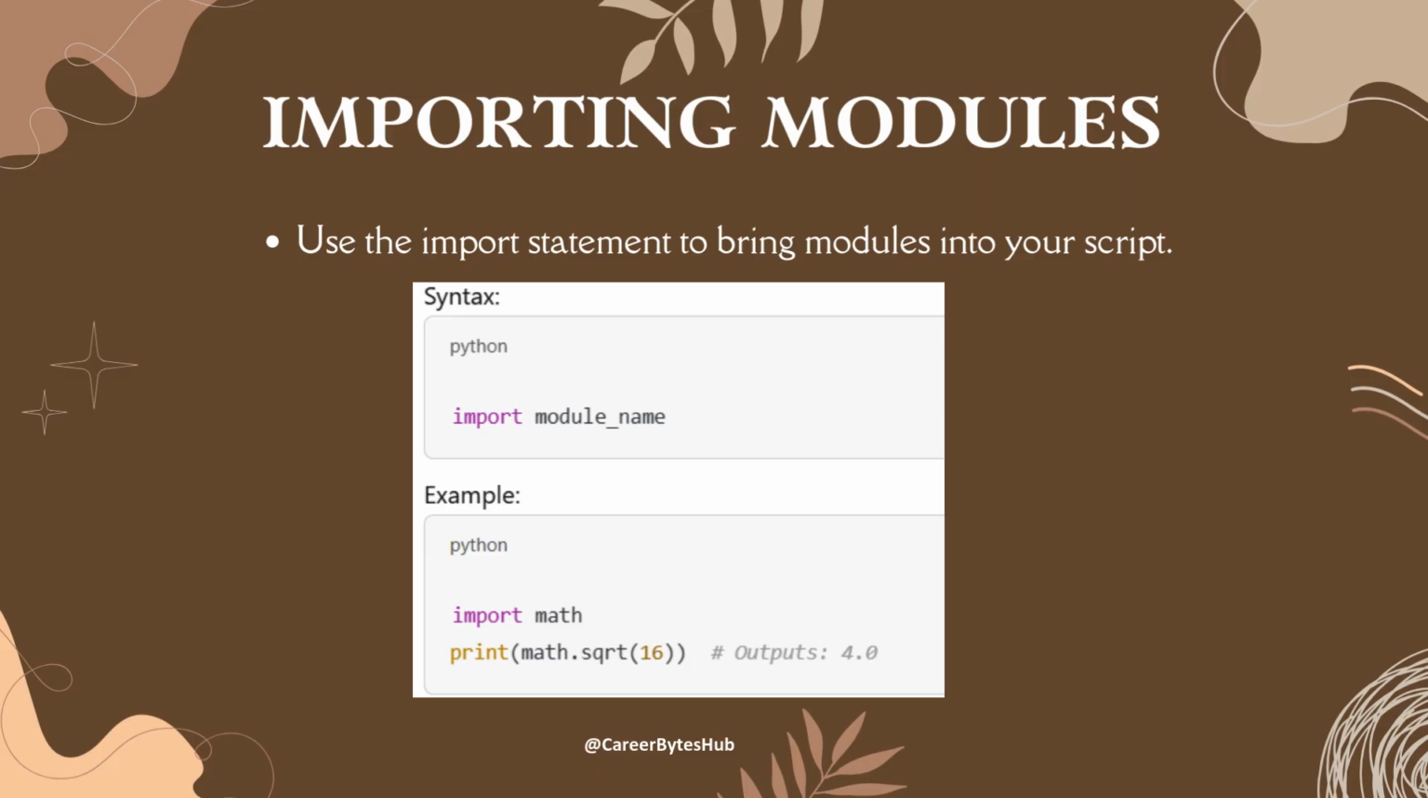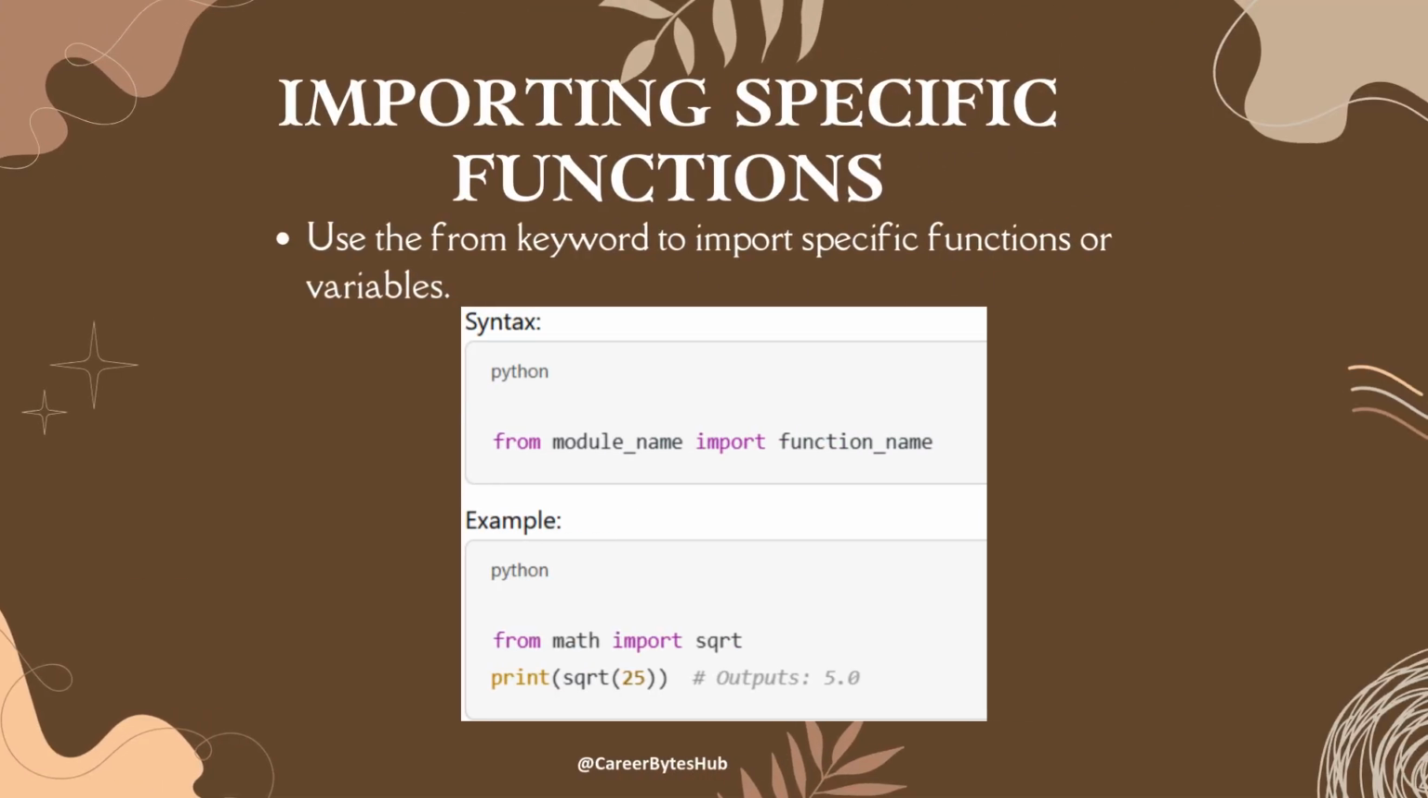For example, importing the math module allows you to use its functions, like math.sqrt, to calculate the square root of a number. You can import specific functions or variables from a module using the from keyword. This approach can make your code cleaner by avoiding the need to reference the module name each time you use the function. For example, from math import sqrt lets you use sqrt directly.